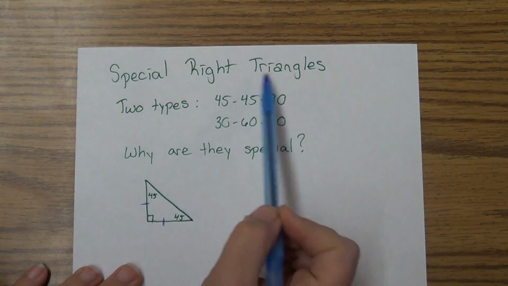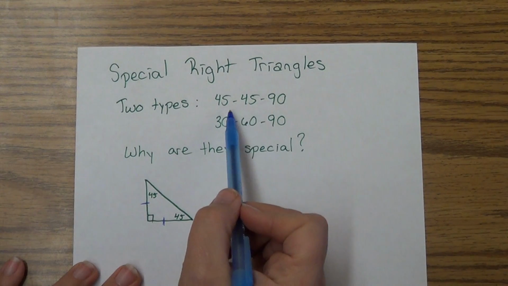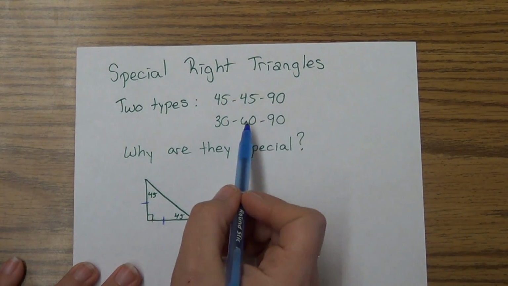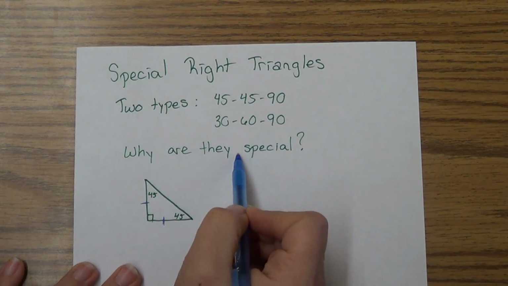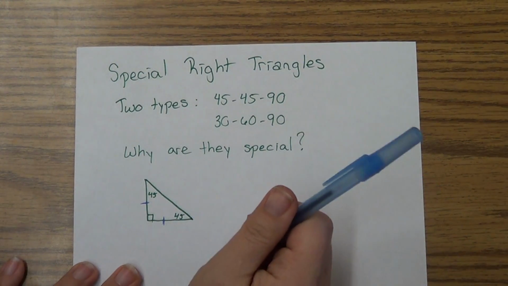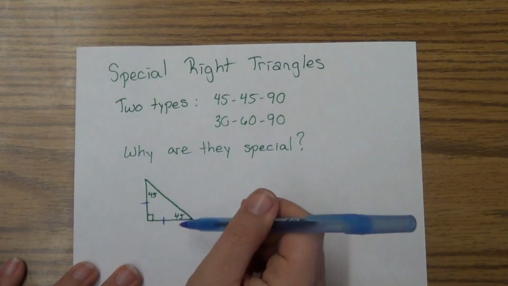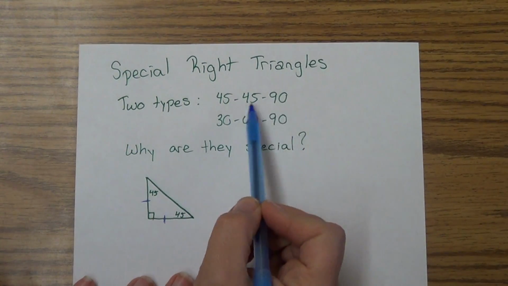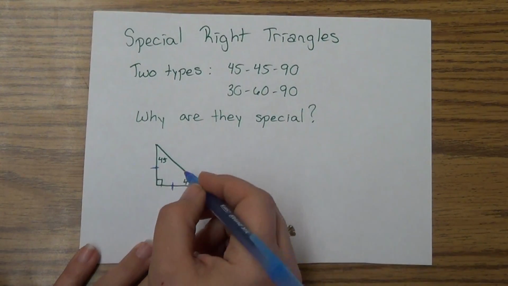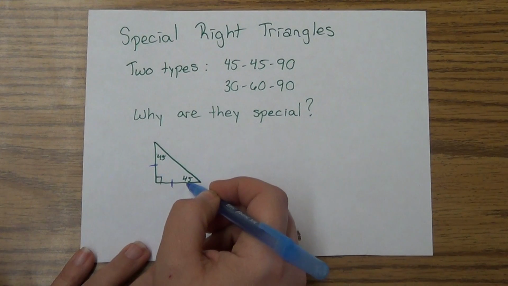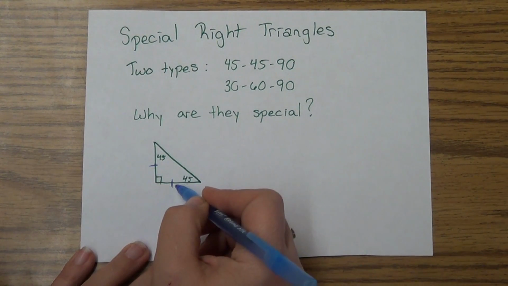So first of all, let's talk about special right triangles. There are two types of special right triangles: 45-45-90 triangles and 30-60-90 triangles. Why are they so special? Well, if you know why they're special, that helps you remember the little formulas for them. By the converse of the isosceles triangle theorem, if two angles of a triangle are congruent, then the sides opposite them also have to be congruent.